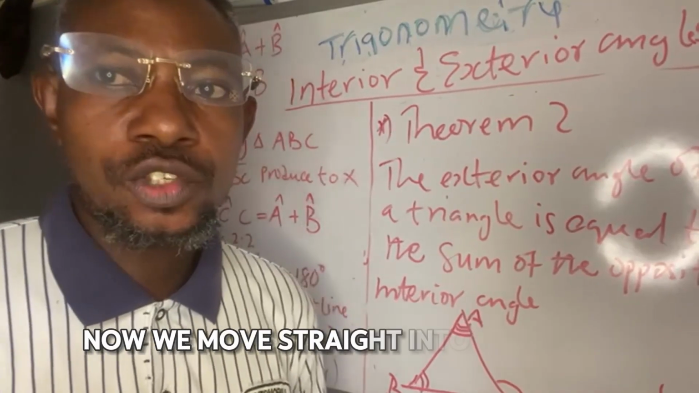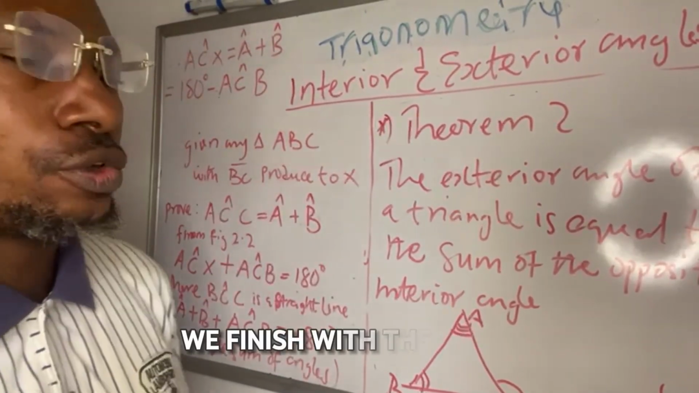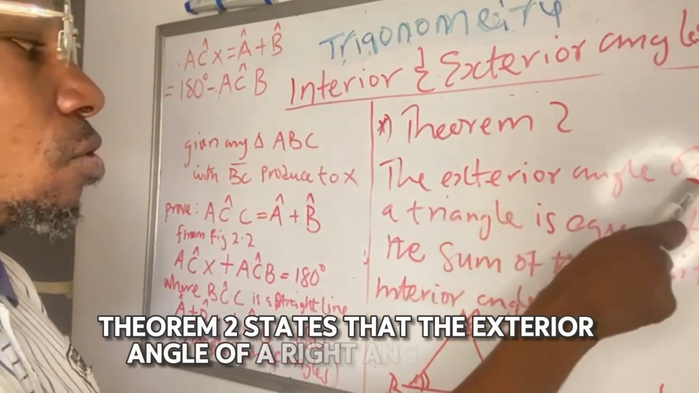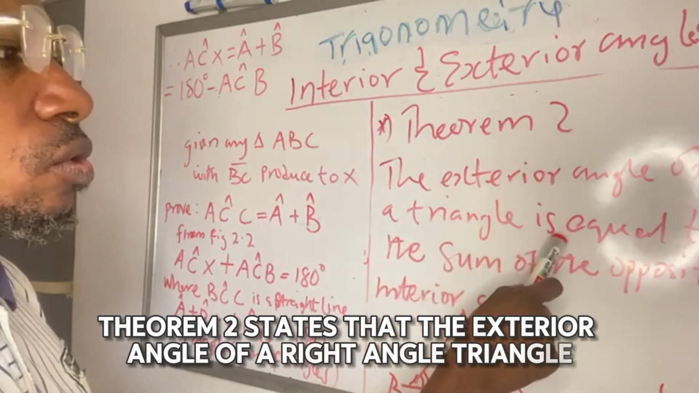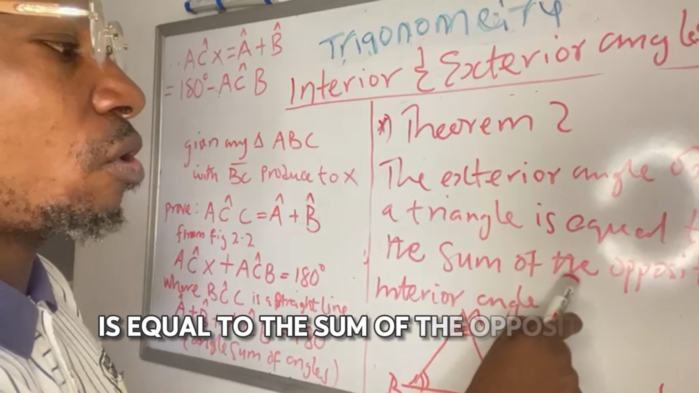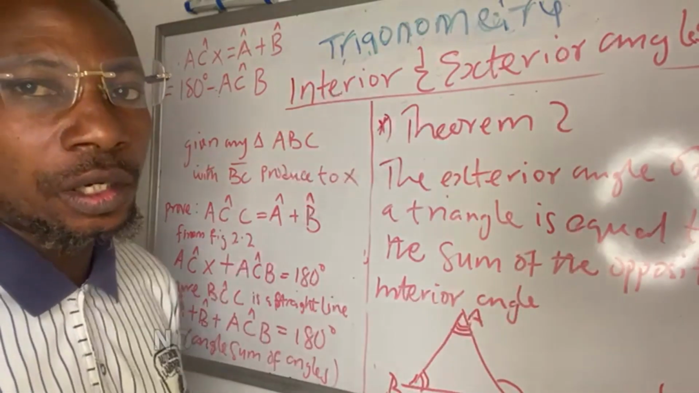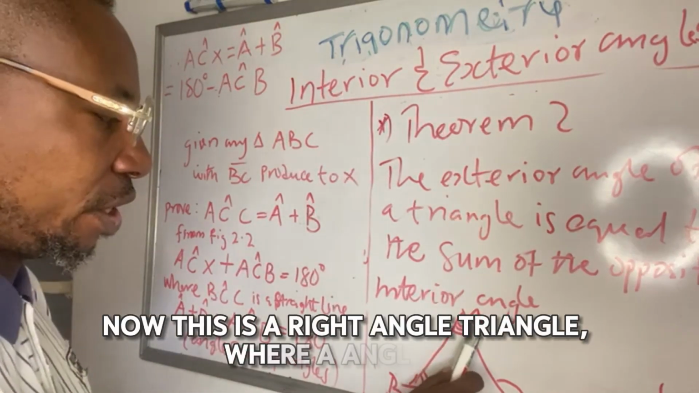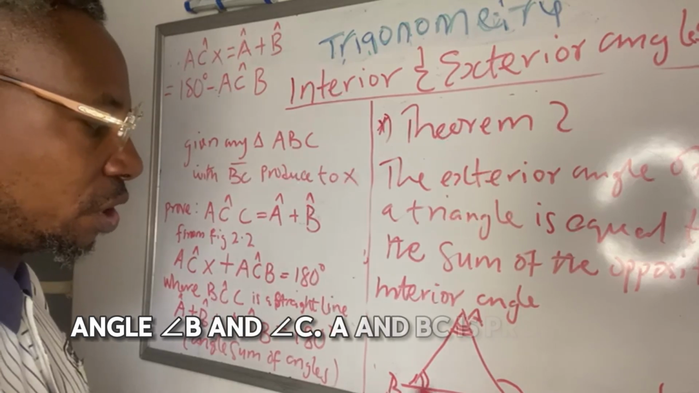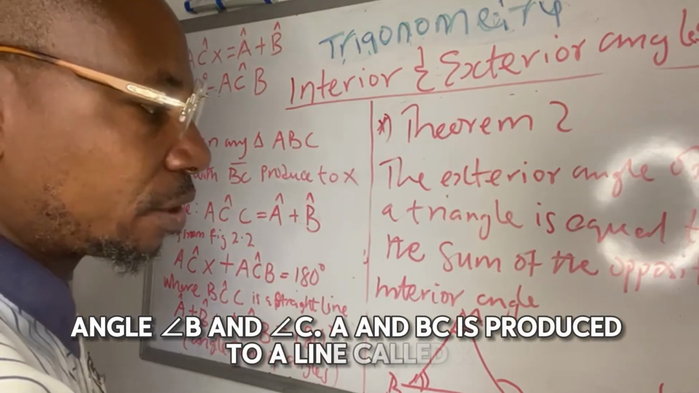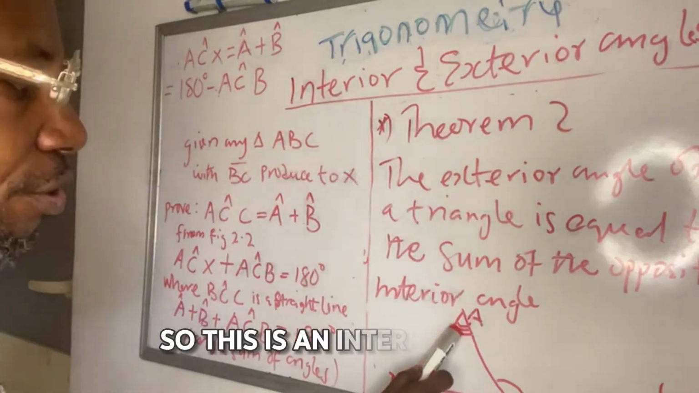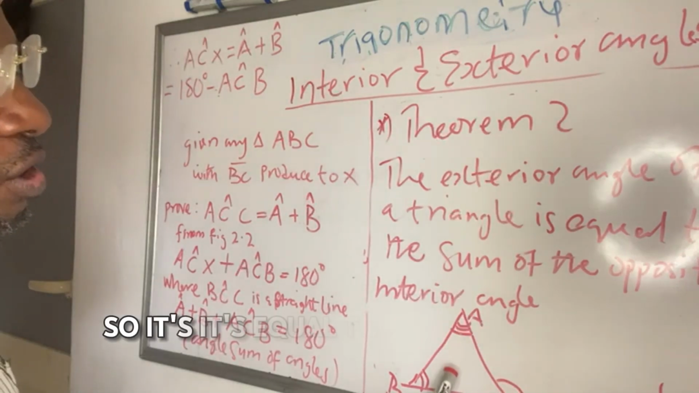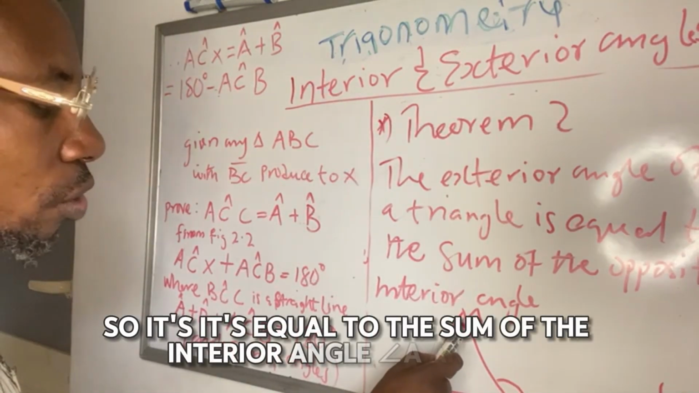Now we move straight into theorem 2. We finished with theorem 1. Theorem 2 states that the exterior angle of a triangle is equal to the sum of the opposite interior angles. Now let's look at figure 2.2. This is a triangle where angle B and angle C, and BC is produced to a line called X. So this is an interior angle, this is an interior angle, and this angle C is an exterior angle. So it's equal to the sum of the interior angle A and angle B.